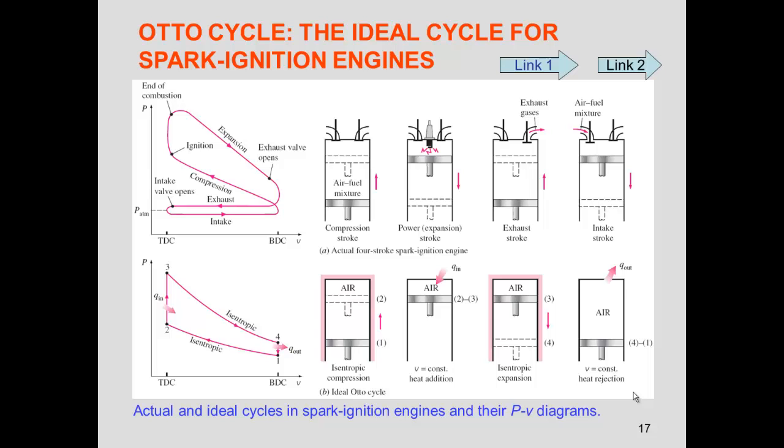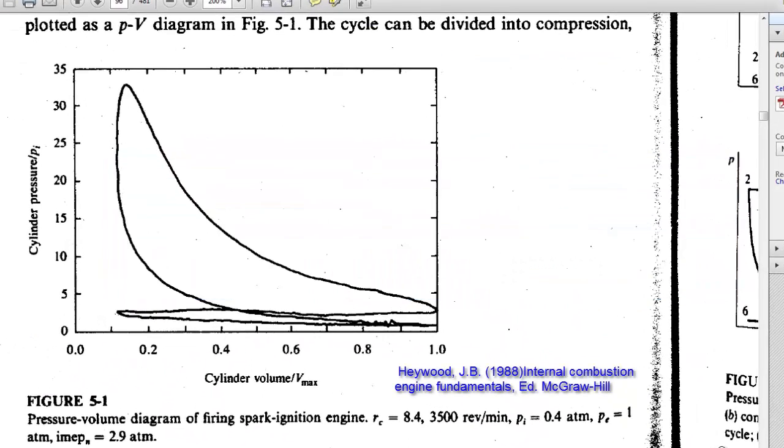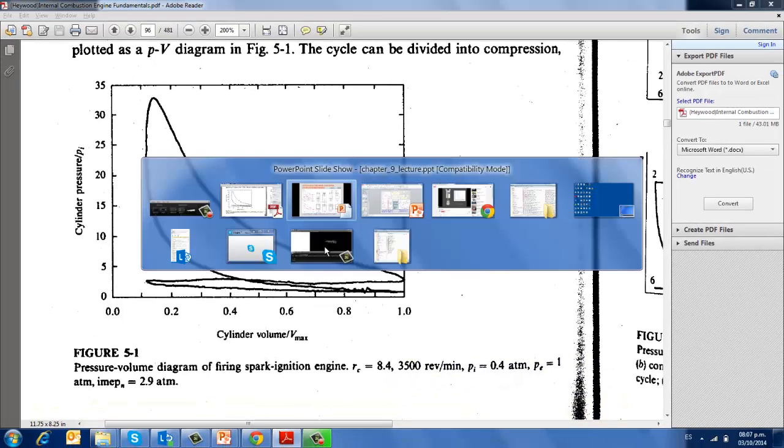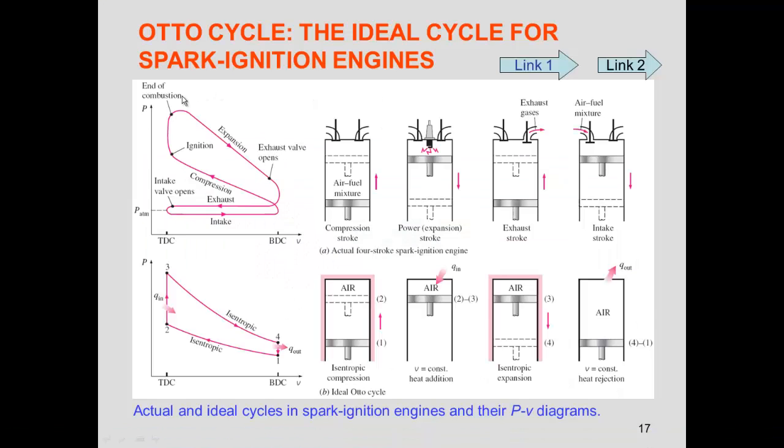We will try to do it with a Carnot cycle, but in a TS diagram, you remember that it was a square, and we have something that is not close to that. This will be an actual PV cycle for an actual internal combustion engine, a spark ignition engine. You can see that this engine has a compression ratio of 8.4, 3500 revolutions per minute, and initial pressure of 0.4 atmospheres, and mean effective pressure of 2.9 atmospheres.